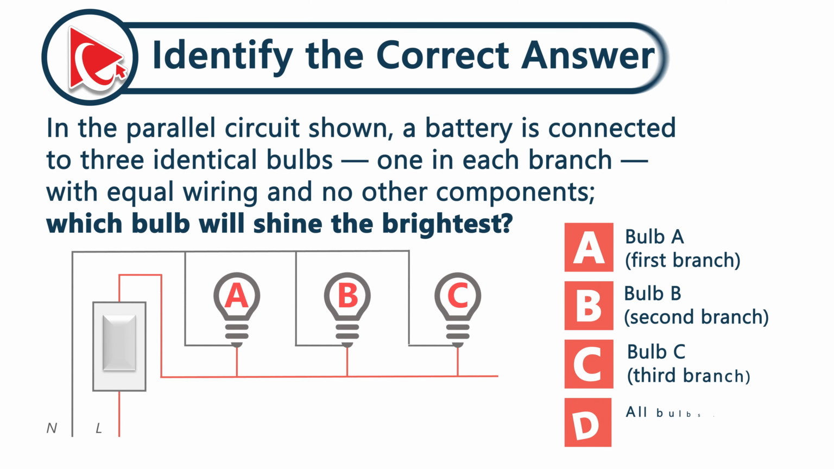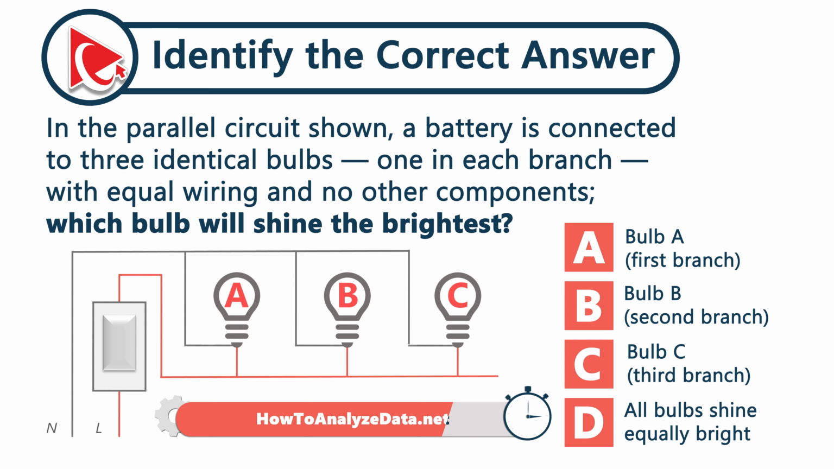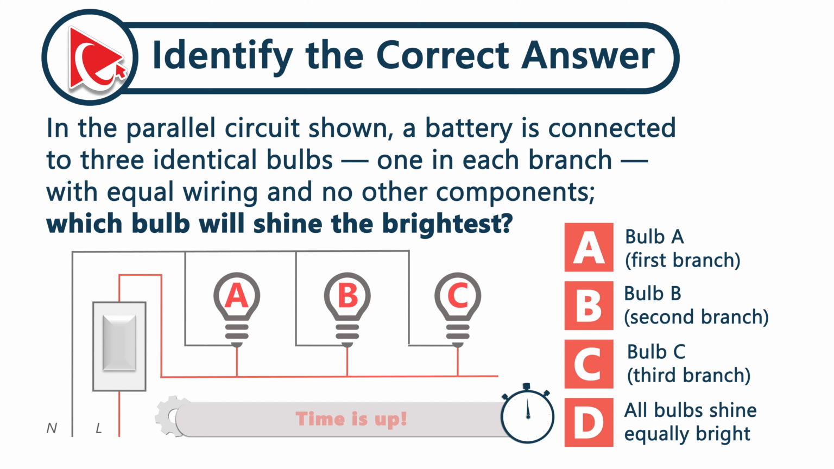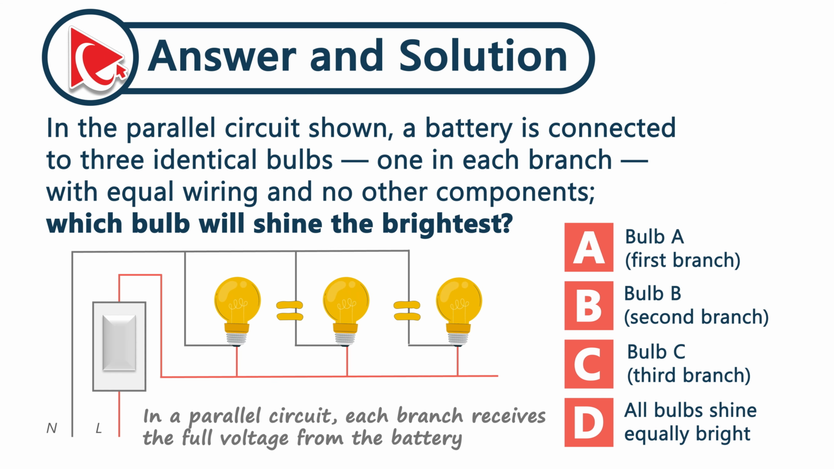In the parallel circuit shown, a battery is connected to 3 identical bulbs, one in each branch, with equal wiring and no other components. Which bulb will shine the brightest? In a parallel circuit, each branch receives the full voltage from the battery, so all identical bulbs shine with equal brightness, and the correct answer here is choice D.